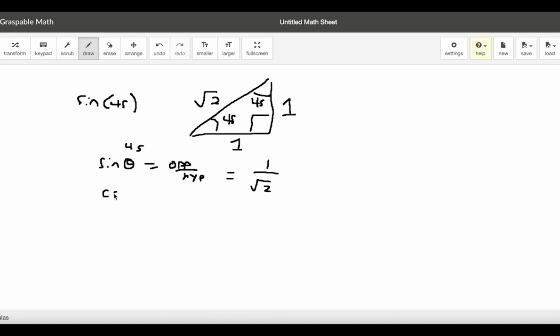We want to do cosine of 45 for another example. Cosine of 45 is adjacent over hypotenuse. So cosine of 45, what does that equal? Well, adjacent is 1 over hypotenuse, square root 2. So sine of 45 and cosine of 45 are equal to each other.